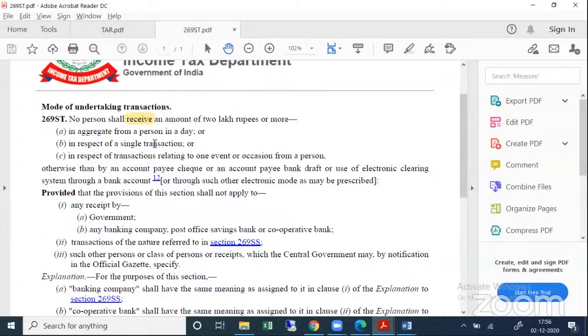Suppose a farmer is selling his agricultural produce. Agricultural income is 100% exempt, and he receives that amount in cash for, say, 3 lakh rupees of agricultural produce which has been sold. Is section 269ST again triggered? Because again, this says no person shall receive. It talks about a person, so all persons are covered, and it is on receipt of 2 lakh or more. So a farmer whose income is 100% agricultural income, which is exempt, still has to pay penalty because he has triggered section 269ST.